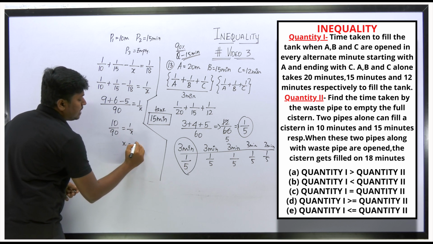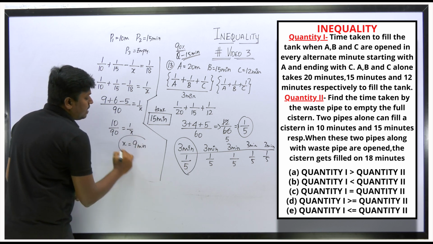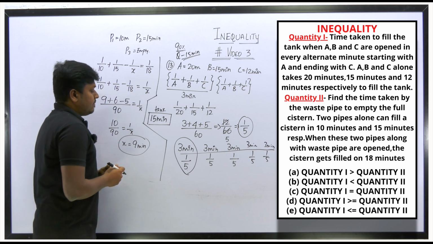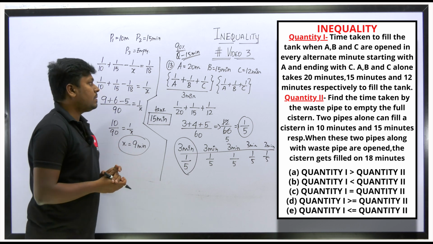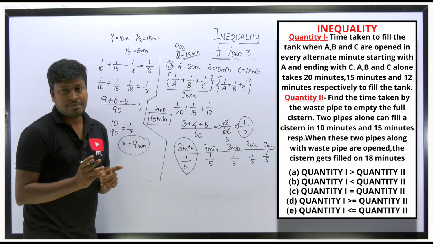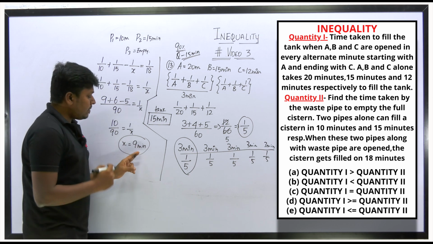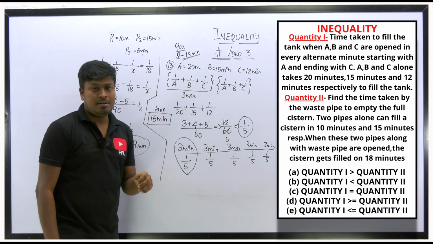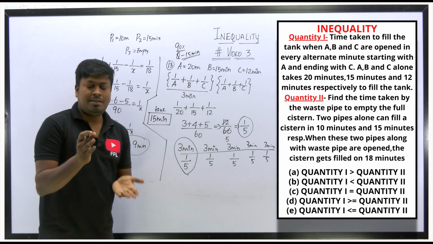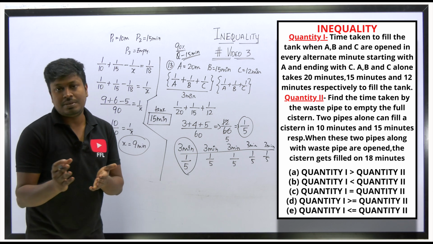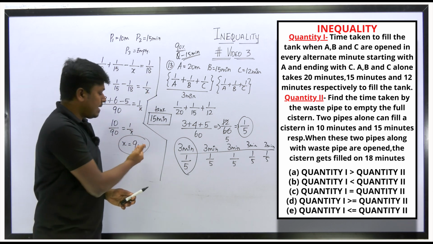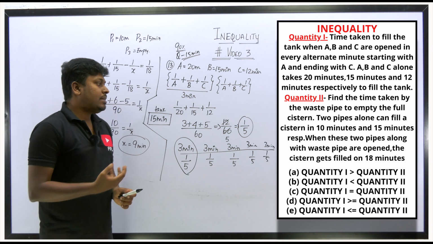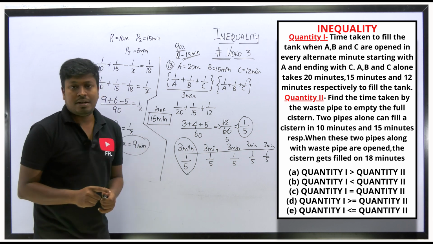So x is equal to 9 minutes. So in 9 minutes, pipe 3 will empty the full piston. Got it? So this will be the answer for quantity 2. For quantity 2 we finally found the answer as 9 minutes, and for quantity 1 we found the answer as 15 minutes. So for the final answer we need to compare whether quantity 1 is greater or quantity 2 is greater. Definitely 15 is greater than 9 minutes, so we can say that quantity 1 will be greater than quantity 2.